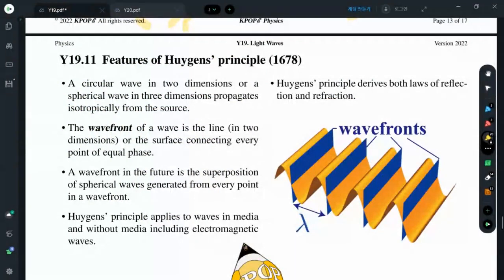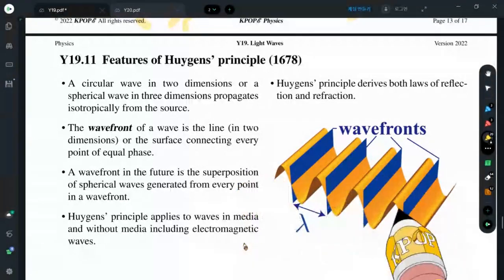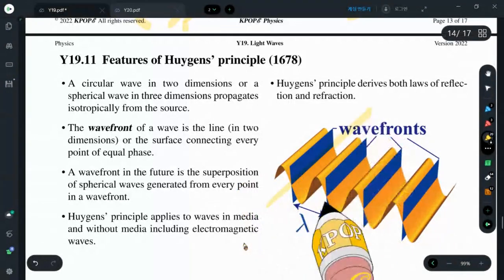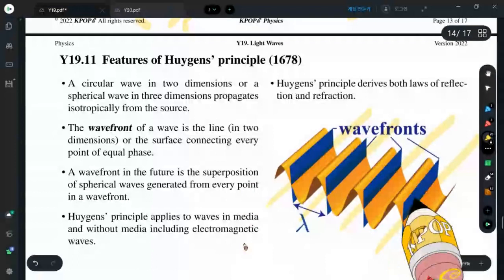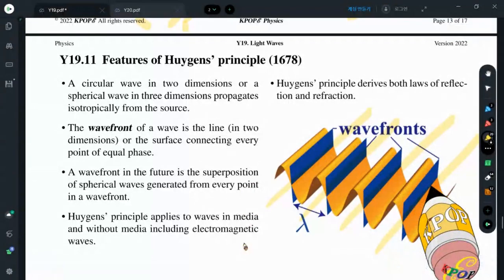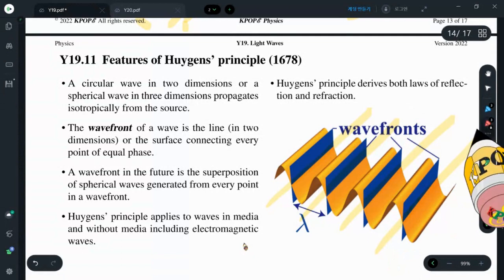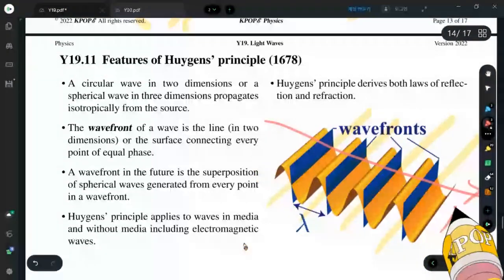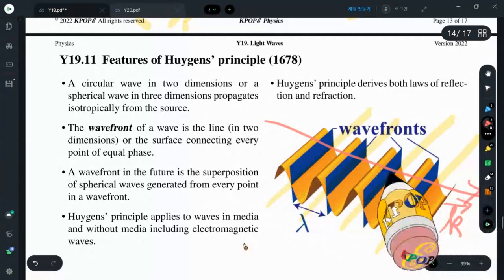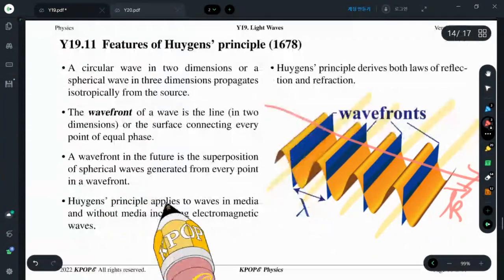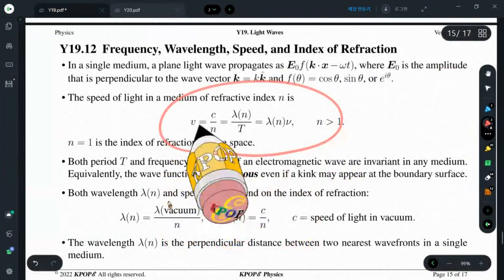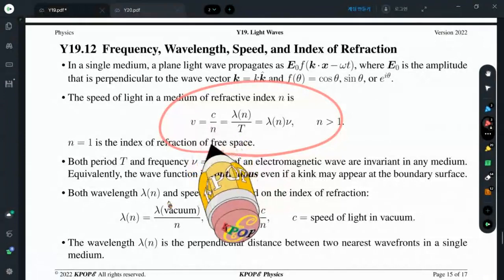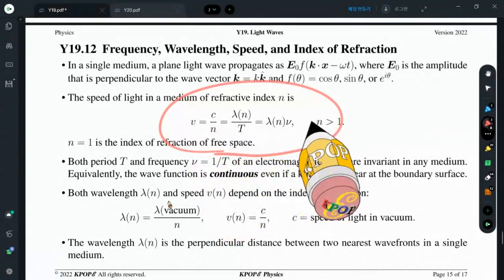The features of Huygens' principle show that this is a kind of plane wave along this direction, and we say wavefronts. Wavefronts connect all of the positions that have equal phase. That's quite important, wavefronts. And wavefronts are perpendicular to the wave vector that represents the direction of propagation. We know the relation among the speed of propagation, speed of light, wavelengths, and frequency.